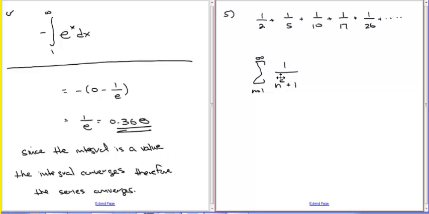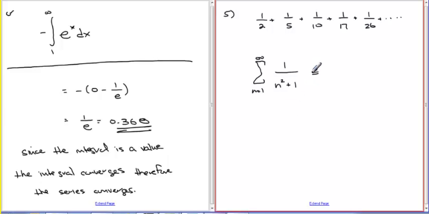And so you can see when n equals 1, I get 1 over 2. When n equals 2, I get 1 over 4 plus 1, which is 5. When n equals 3, you get 9 plus 1, which is 10. 4, you get 16 plus 1, which is 17. And then 5 is 25 plus 1, which is 26. Okay, so that works out.